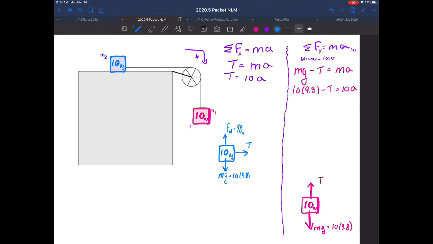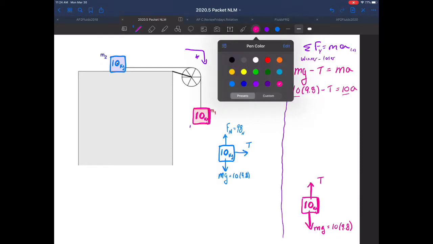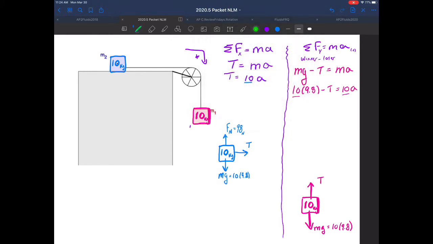Now these numbers 10, right? This 10 is from the blue block. Well, this 10 is from the pink block. They are different, and in a problem where they're not each 10, you'll need to be careful of that. So from here, what we can do is a little math technique and combine our two equations. Tension is 10a. So where we see tension over here, we can substitute in 10a.